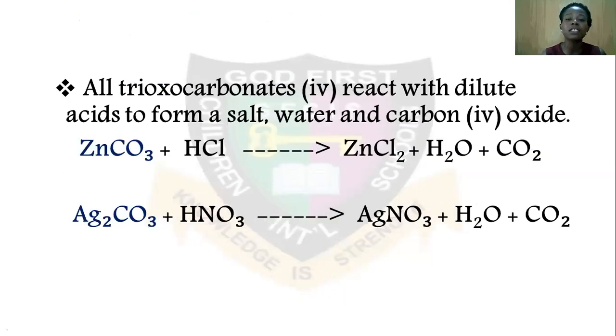So another property of carbonates is that they react with dilute acid to form salt, water, and give off carbon dioxide. So for example, when zinc carbonate reacts with hydrochloric acid, you have this product, and carbon dioxide is given off. Look at another example, silver carbonate reacts with nitric acid, you have the product, and then you have carbon dioxide given off at the end of the day.